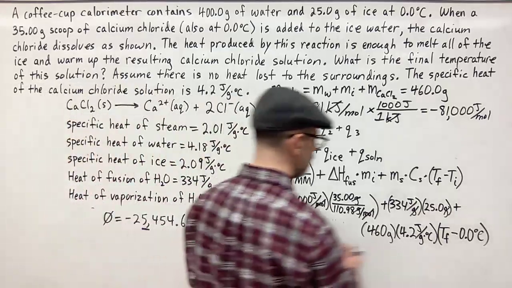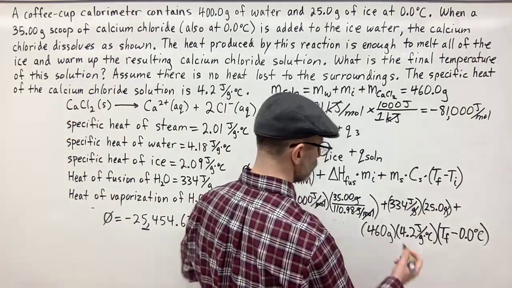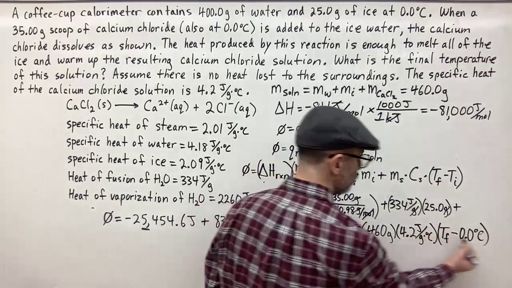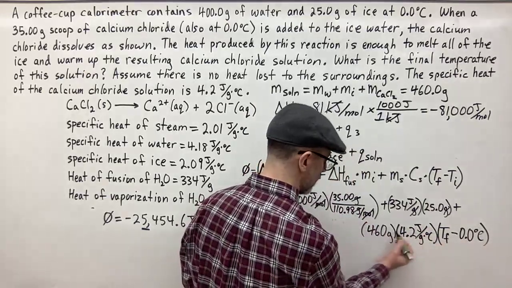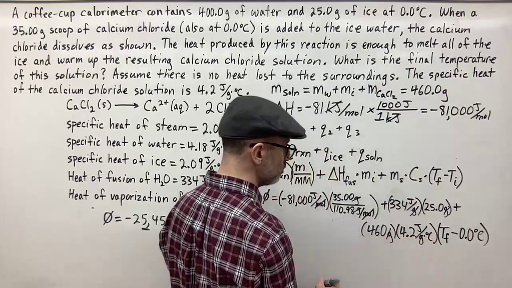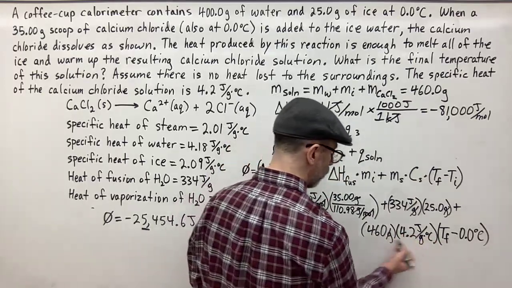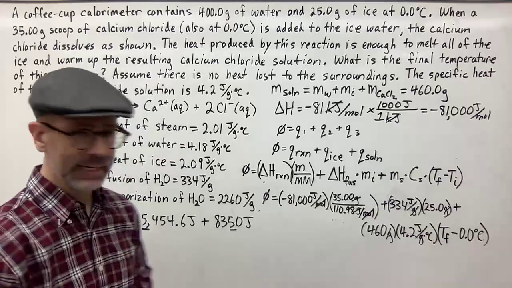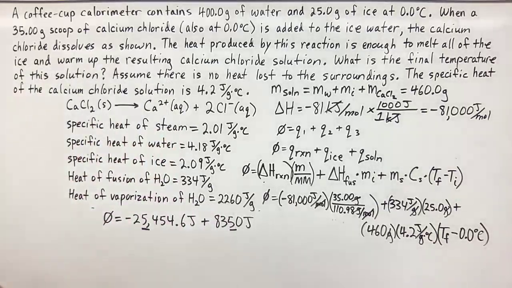And then finally, I'm going to have to distribute this. I'm going to multiply this together. So I'm going to have grams are going to cancel out here. So when I multiply this together, I get, what do I get?